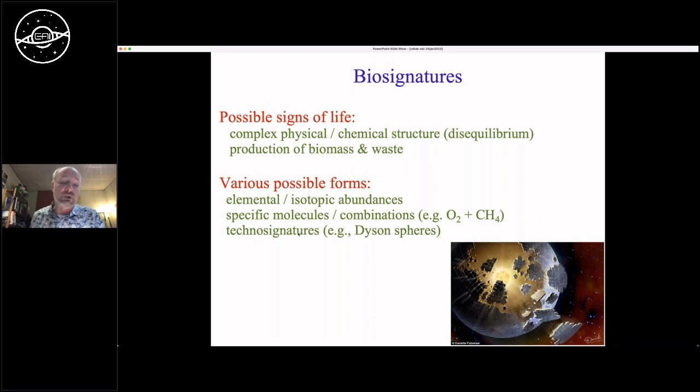And then also popular are technosignatures, right? This here illustrates a Dyson sphere, trying to capture most of the light of the host star of the planet, because advanced civilizations will need lots of energy, so this way they would capture most of the stellar energy with this Dyson sphere.